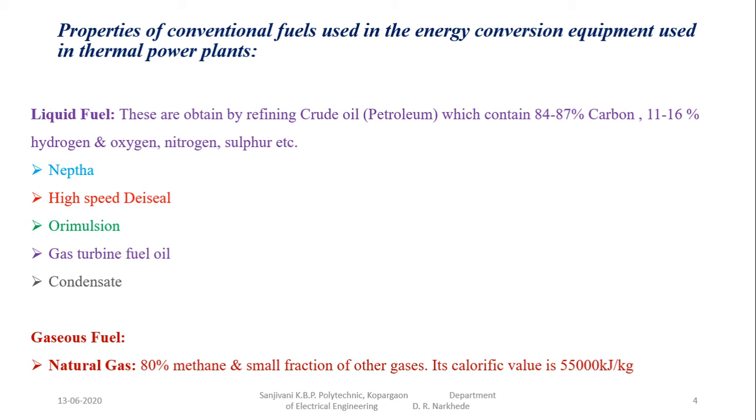Then next is the gaseous fuel, natural gas. Natural gas is usually trapped in the limestone casing on the top of the petroleum reservoir. It has about 80% methane and a small fraction of other gases. Its calorific value is 50,000 kilojoule per kg. Natural gas is very easy to burn and it mixes well with air. It can be easily transported in pipelines. However, it is difficult to store in large quantities. Natural gas is a clean and eco-friendly fuel.